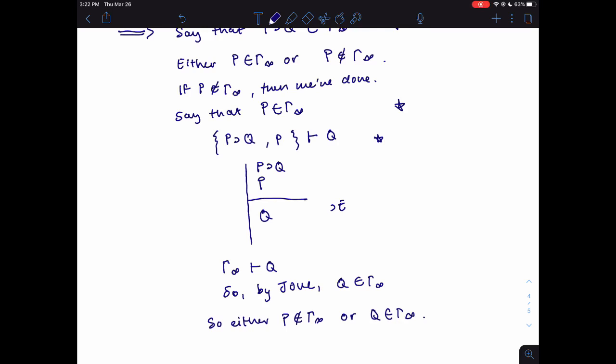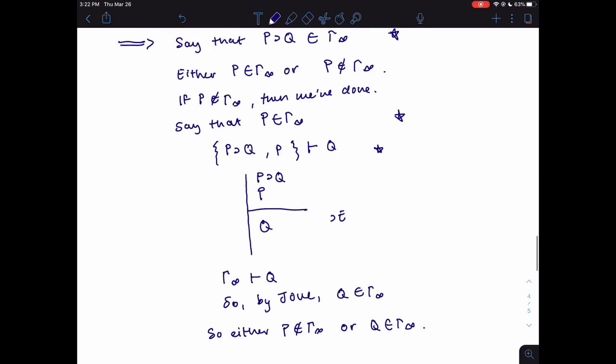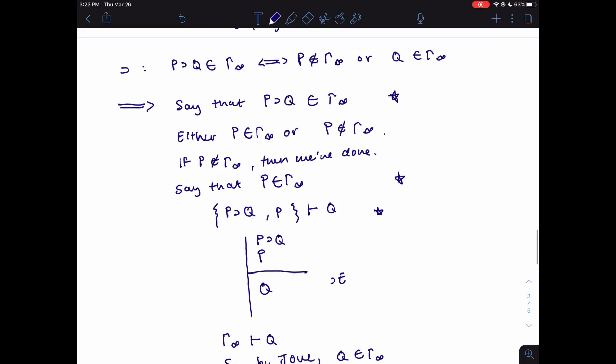Okay. So then that proves the first direction of the claim. We showed that if if P then Q is a member of gamma infinity, then either P is not a member of gamma infinity or Q is a member of gamma infinity. Okay, time to go in the other direction now.